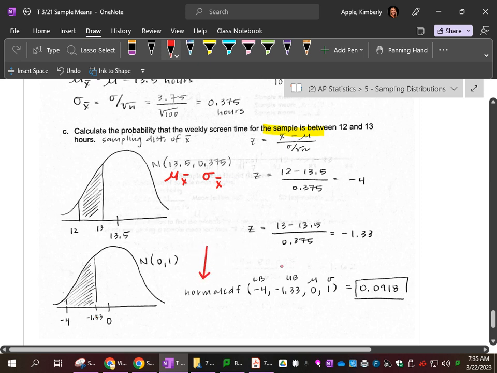Then using the normal CDF command, the lower bound would be -4, upper bound -1.33. Of course, for the standardized distribution, we'll have mean 0 and standard deviation 1, yielding a probability of 0.0918. And I hope this helps.